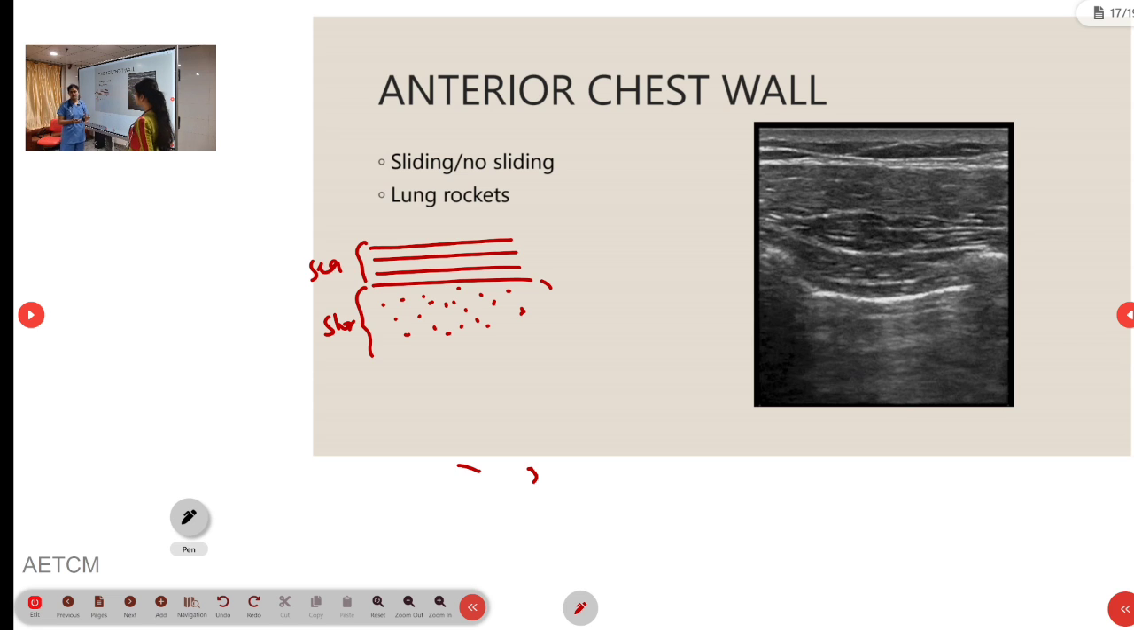If there is pneumothorax, there will be only these barcode lines. So it is known as the barcode sign. That means the lung is not moving because of pneumothorax. And there will be a lung point, which is specific for pneumothorax.